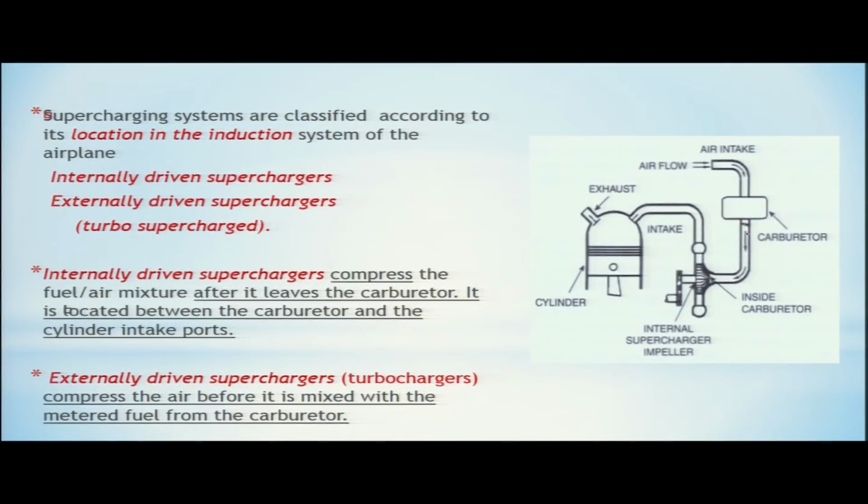So, after it is coming out of the carburetor, it is going through the supercharger. Internally driven superchargers compress the fuel air mixture after it leaves the carburetor. It is located between the carburetor and the cylinder intake ports. You can see here, this is your carburetor and this is your cylinder intake. So, this supercharger is located in between the carburetor and the cylinder intake port.